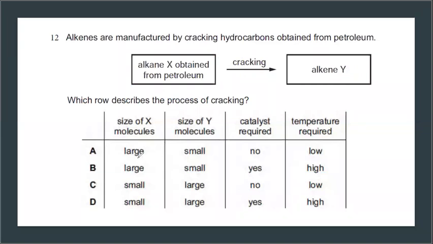A would have been an option if they had high temperatures. If it was high instead of low, then A would have been the next best answer. But because they put the temperature low, that cancels out A. For C, the size of X being small cancels out C, and the size of X being small cancels out D.